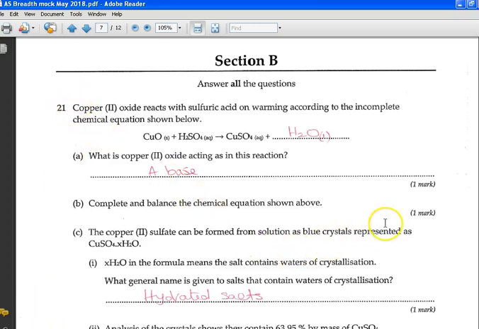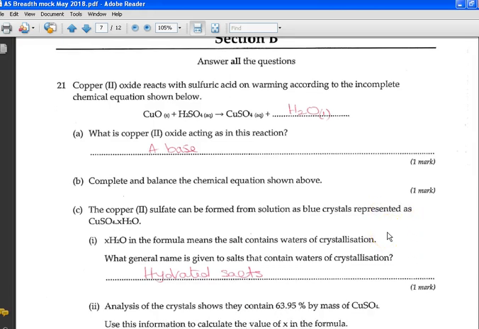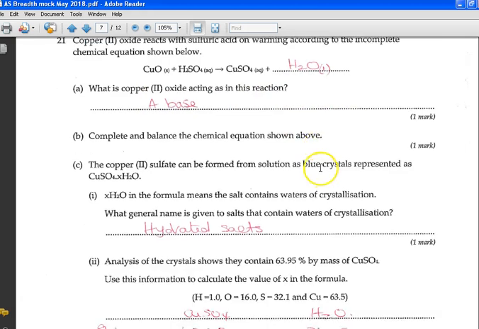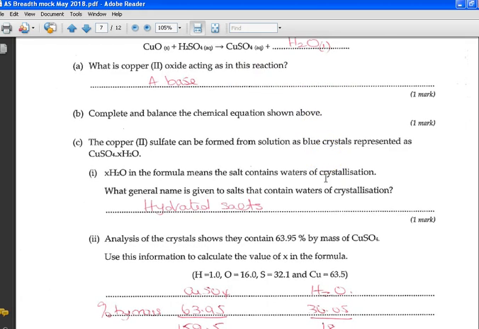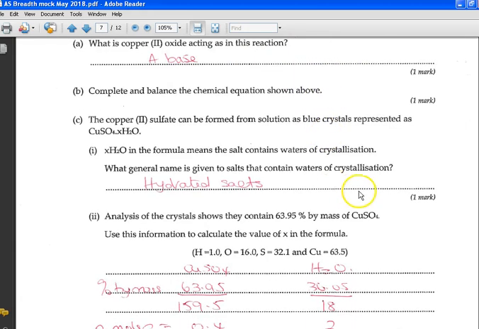Right, okay, so the breadth mock part 2, go through the extended questions with you. So question 21, complete the equation. This is a neutralization reaction. Base plus acid, salt plus water. So copper 2 oxide is acting as a base here. Complete that equation and balance it.